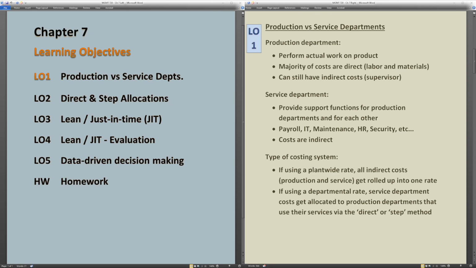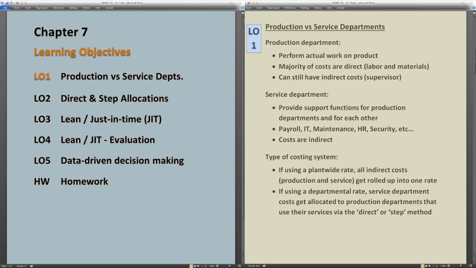And so even in a production department, there can still be indirect costs. A supervisor, you don't really trace that to individual inventory items. You may just take the supervisor's salary and divide it amongst the existing items rather than tracing it directly. So a production department has mostly direct costs, but there are indirect costs, both material and labor.